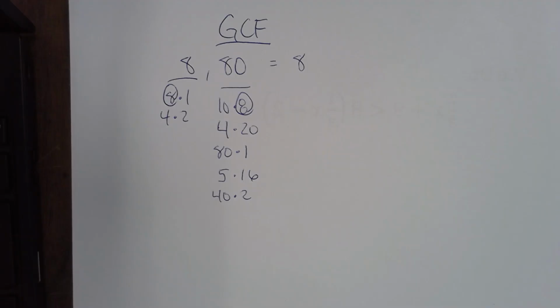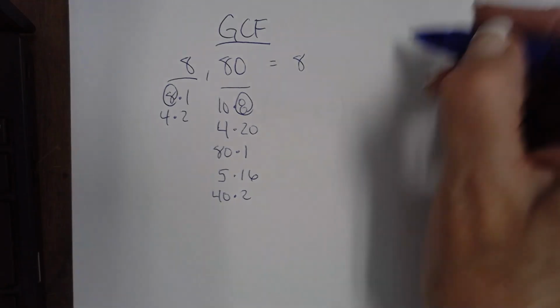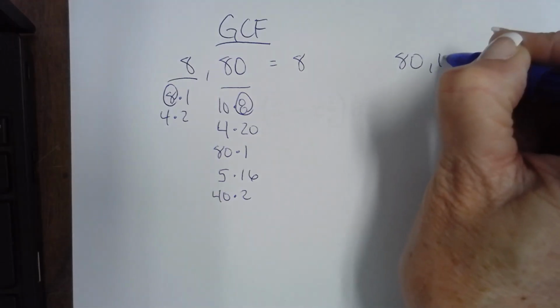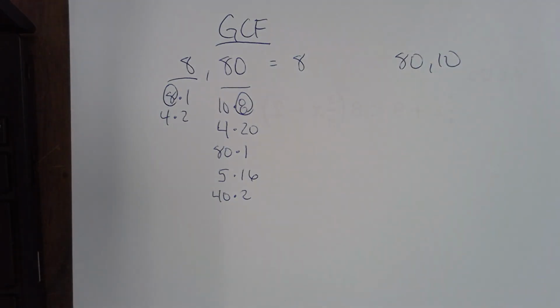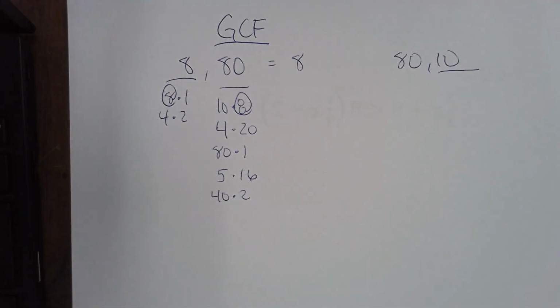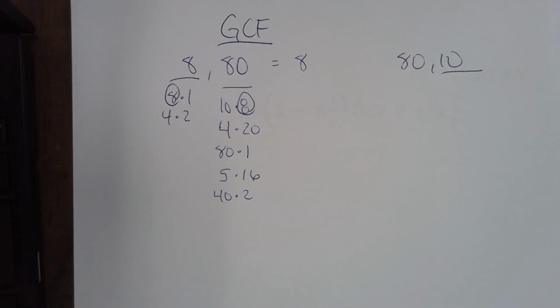Okay, so let's try 80 and 10. Make a list of factors for 10, and y'all, I'll tell you my shortcut. I take the smallest number, and I make the list of factors for those. And then I start taking those and see if they'll go into the rest. So if you don't want to make a list of factors for all of them, just make a list of factors for the smallest number.